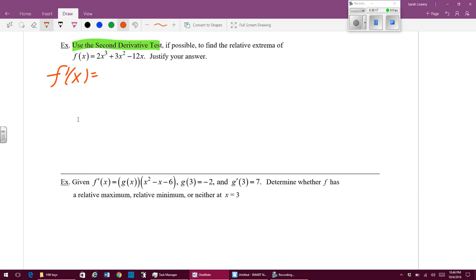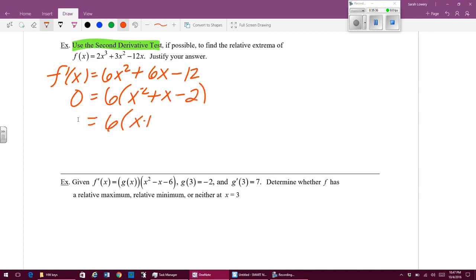find the first derivative. The first derivative is going to be 6x squared plus 6x minus 12. Still setting this equal to 0, I'm going to take out a 6 and factor. I get 2 critical points, -2 and +1. Now normally, with the first derivative test, we would put these on a sign chart, see where f is increasing or decreasing, and be able to verify it this way.